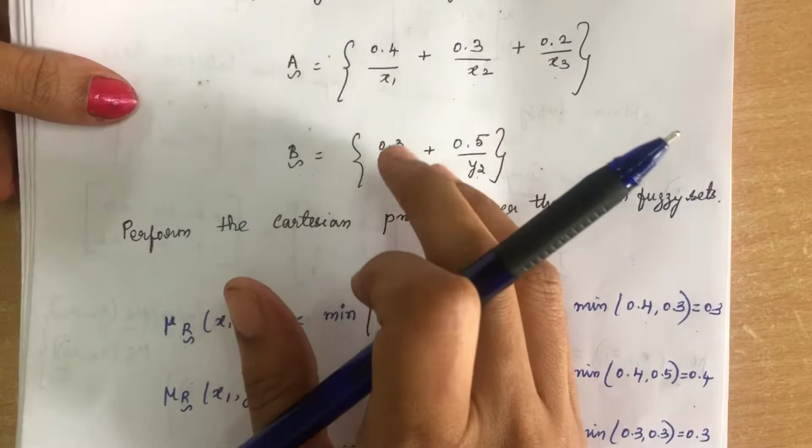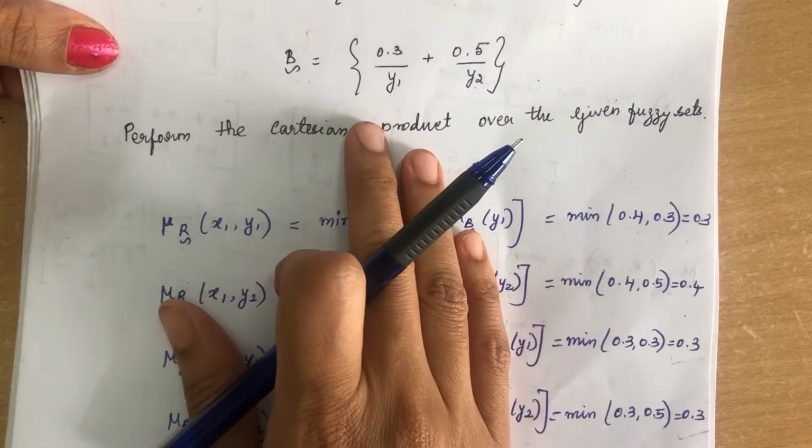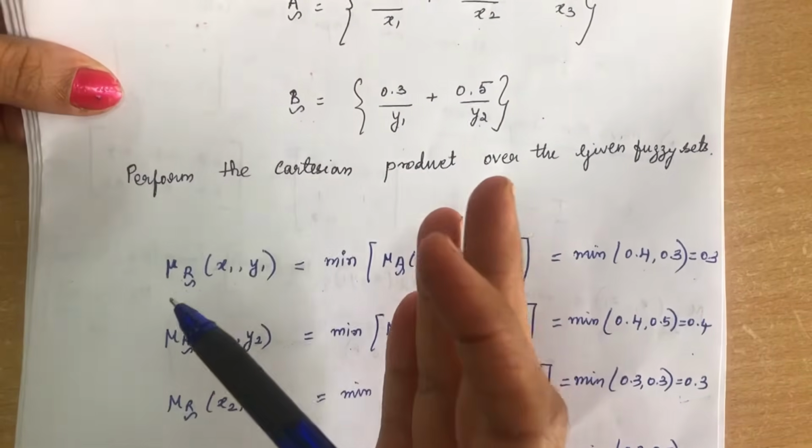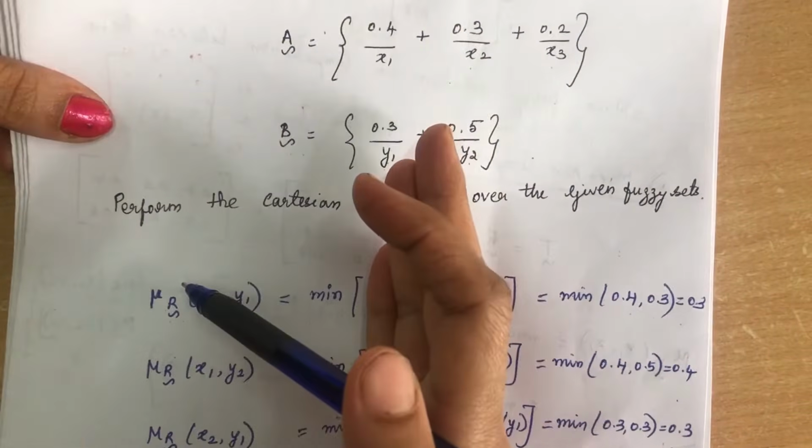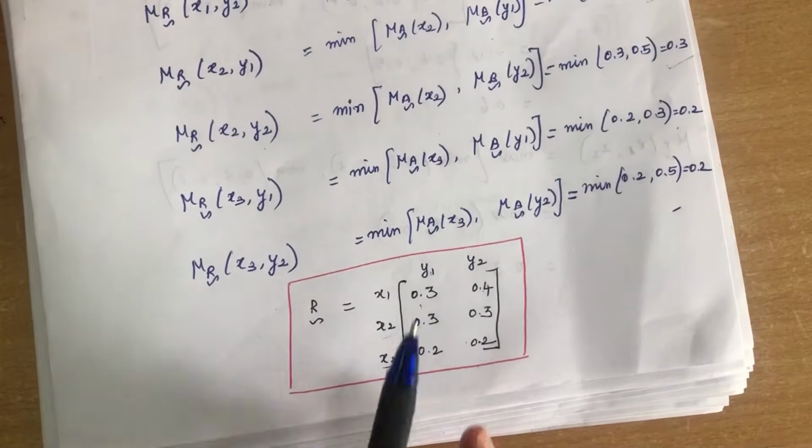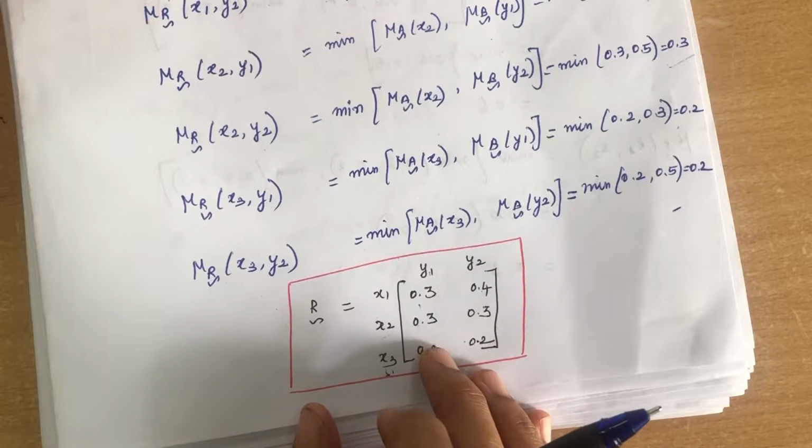So if any two fuzzy sets are given, you can use this formula, the minimum between the two variables, and derive the Cartesian product between the two fuzzy sets. Okay.